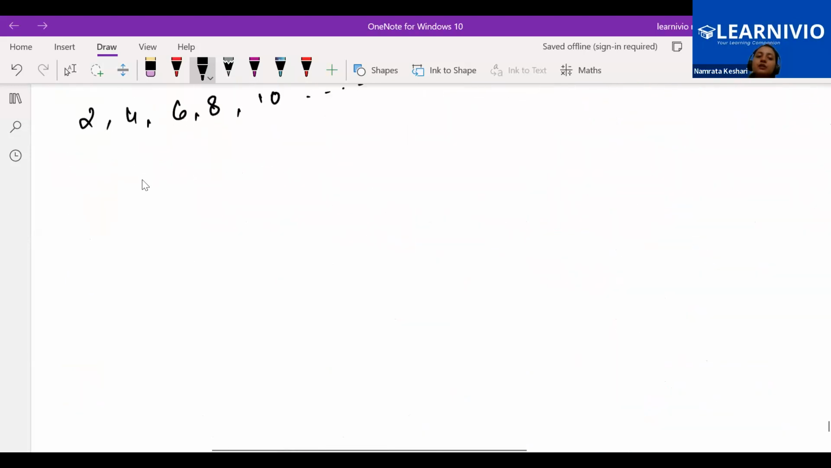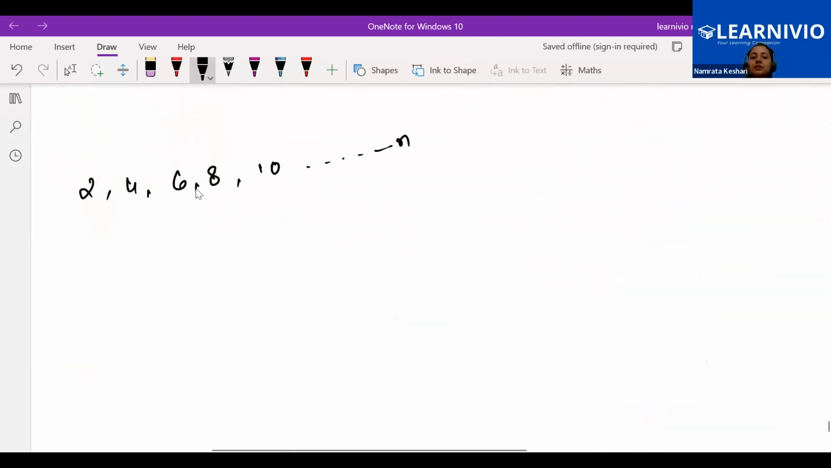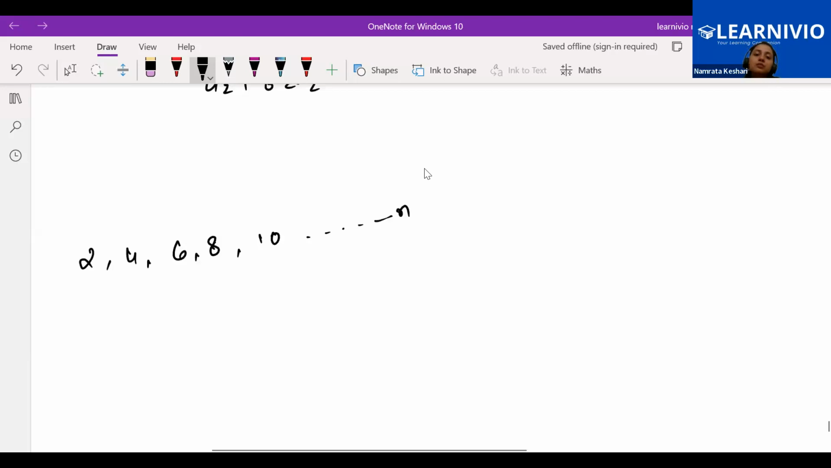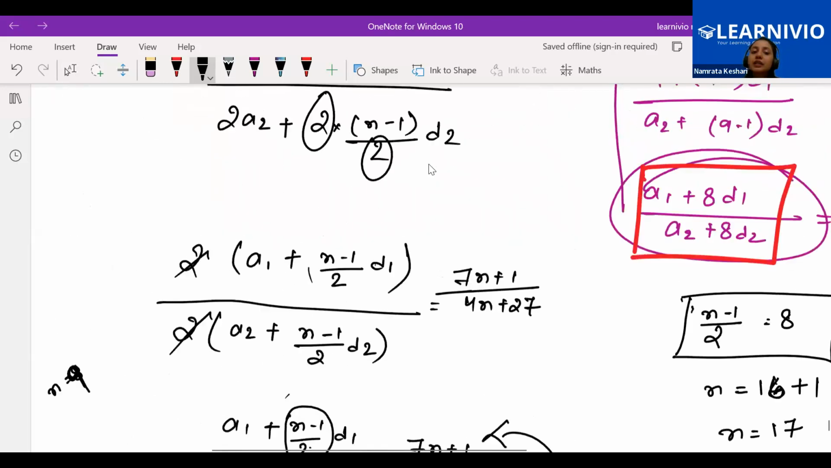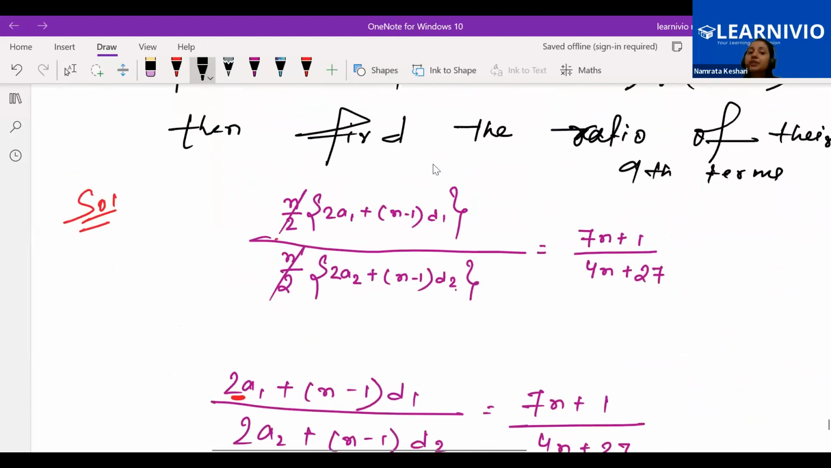Sum means the addition of all: 2 plus 4 plus 6 plus 8 plus 10, and the last term will be in terms of n, and that sum is given. So since it is a sum directly, it would be illogical to just substitute the n value as 9, because here we are having a sum and we must be careful.